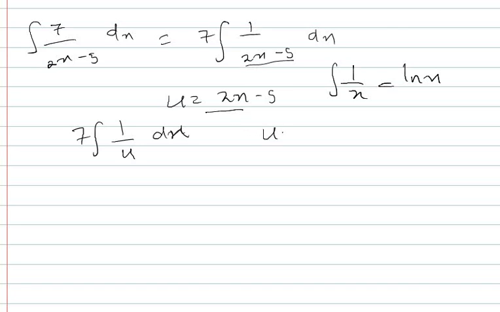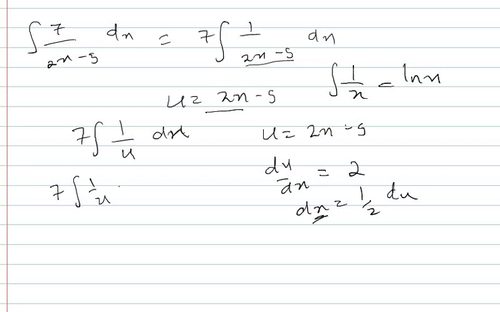You can say our u is equal to 2x minus 5. So we can say du with respect to dx is equal to 2. Then we can find dx by making it the subject: dx is equal to 1 over 2 du. Then we can substitute for dx in our equation. We have 7 integral of 1 over u du, and our dx is 1 over 2 du.